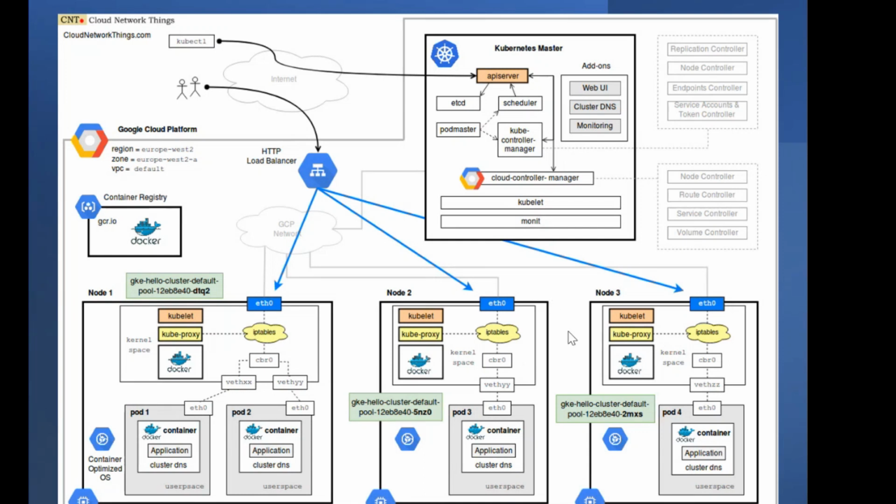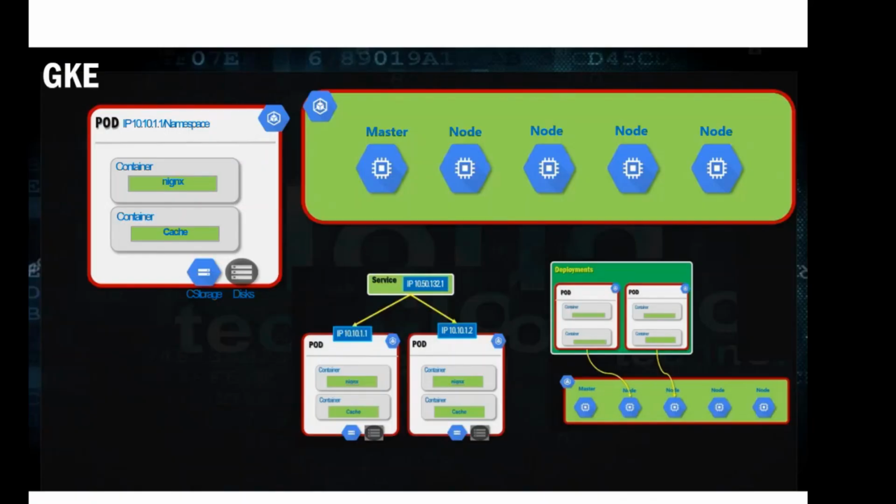Now in GKE, Google Kubernetes Engine, you'll find these pods. You can see one master node and multiple worker nodes, right? If you are going to deploy any applications inside the worker nodes, they will come as containerized applications. It is defined as a pod.